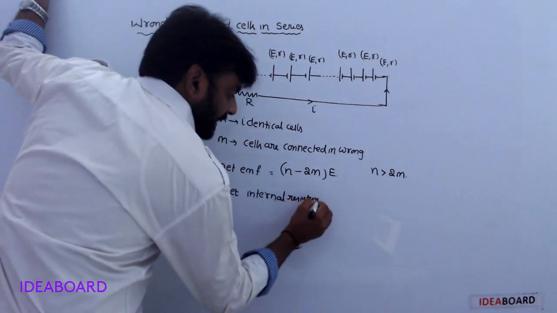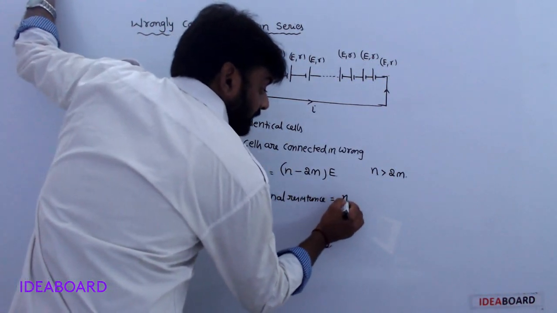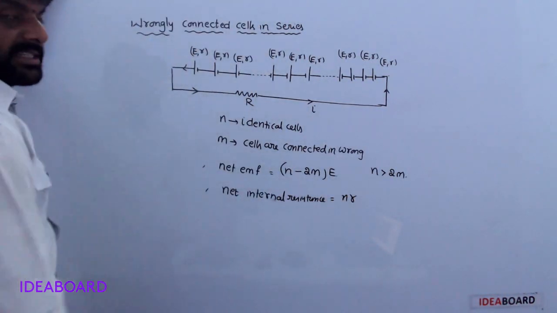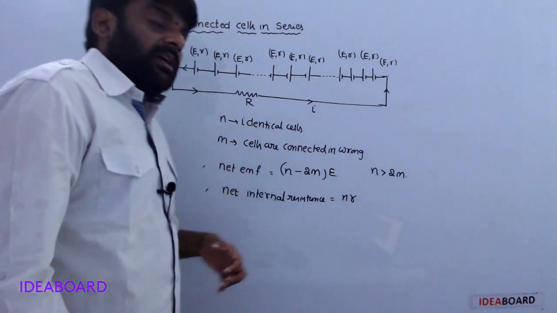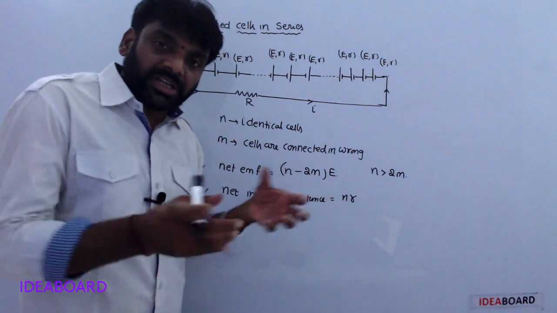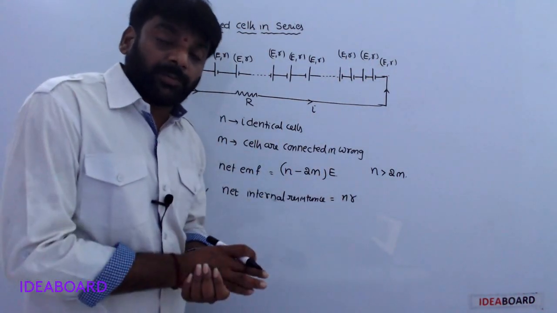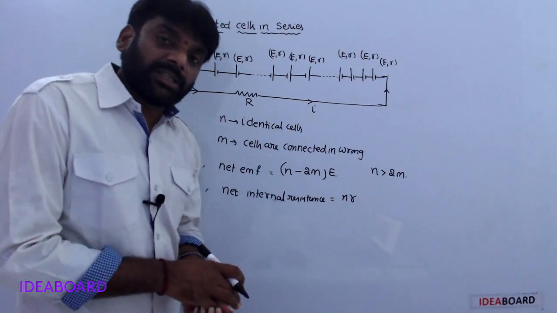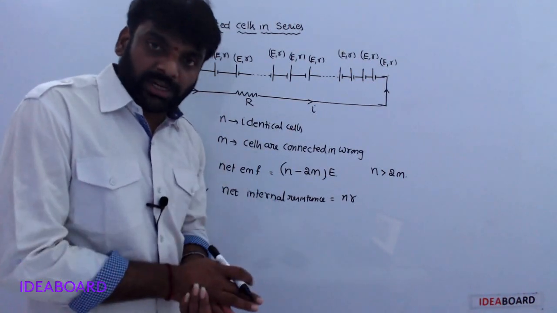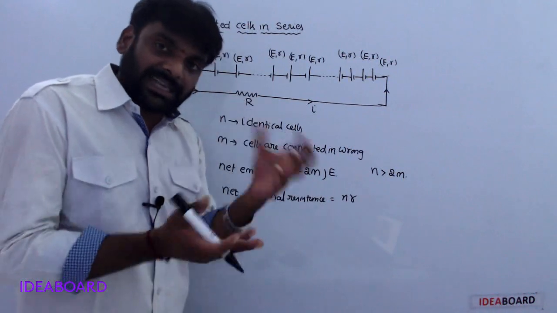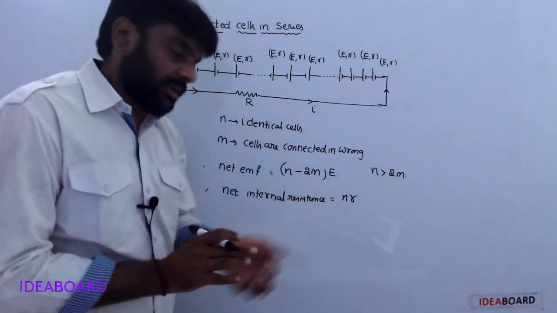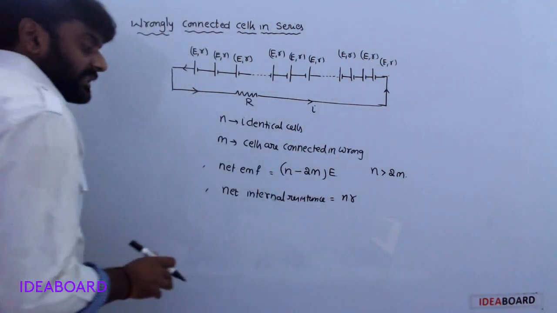Net internal resistance, that is nr. No change in its internal resistance. I already explained this in series opposition, where the net EMF is E1 minus E2. Internal resistance is as usual R1 plus R2 plus R3 and so on. Net internal resistance is nr.